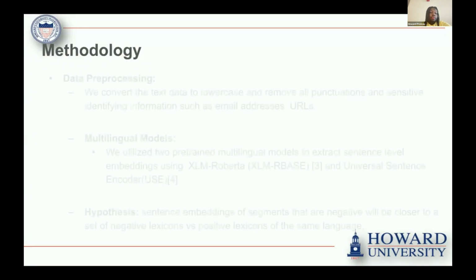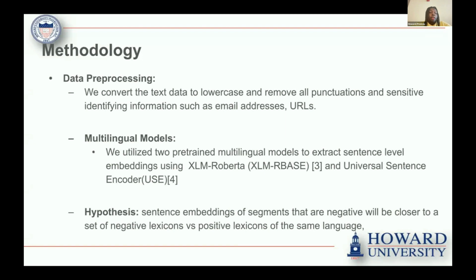Our methodology. First would be our data pre-processing. We would convert the text to lowercase and remove all punctuation, white spaces, and things of that nature. And then we would also remove sensitive identifying information such as email addresses and URLs. Further than that, we would also remove social media text such as hashtags or at-usernames, to be able to get only the text to analyze instead of having the stuff that would fuzz up the data.